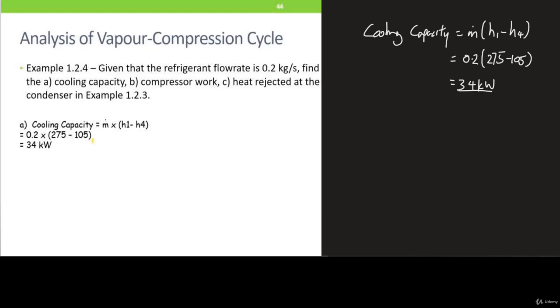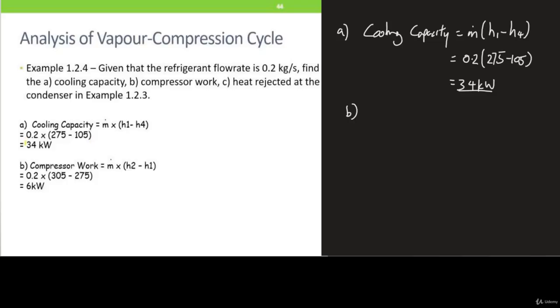So let's continue with part B, compressor work. As we know, the formula is m dot H2 minus H1. Similarly, sub in the correct enthalpy values, and you will get the answer, 6 kilowatts.